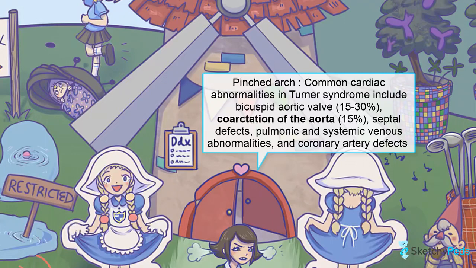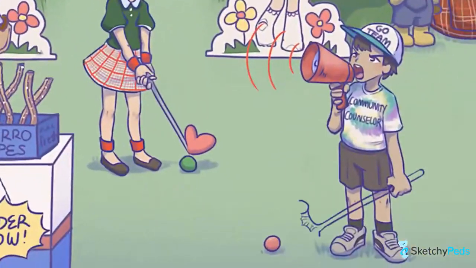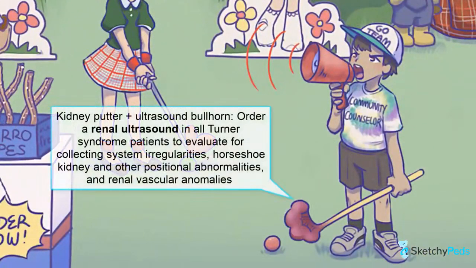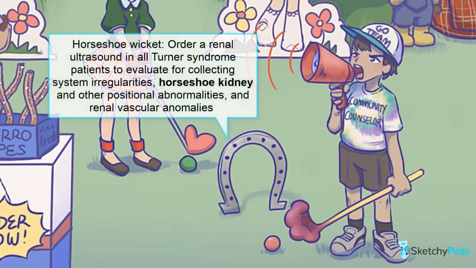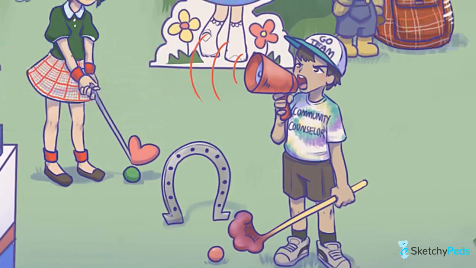A variety of other cardiac abnormalities can be seen as well, including septal defects, systemic or pulmonic venous abnormalities, and coronary artery defects. A renal ultrasound, represented by the kid with the ultrasounding bullhorn holding the kidney-shaped putter, should be ordered on all kids with Turner syndrome at the time of diagnosis to evaluate for underlying collecting system anomalies, depicted by this ureter-shaped club handle, or horseshoe kidney. Renal vascular anomalies and other positional abnormalities are also common in these kids.